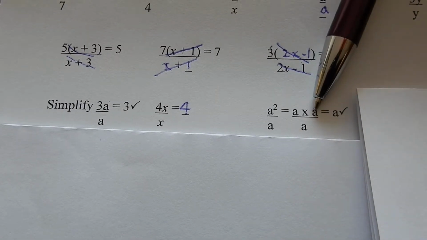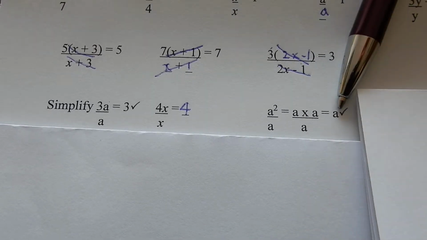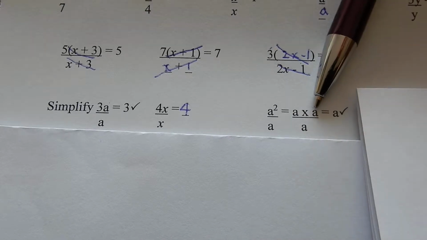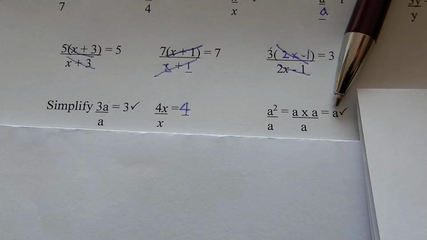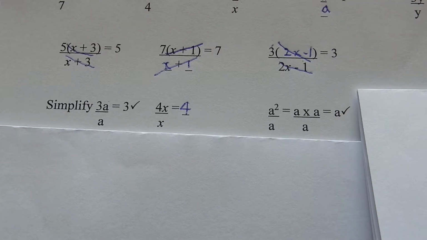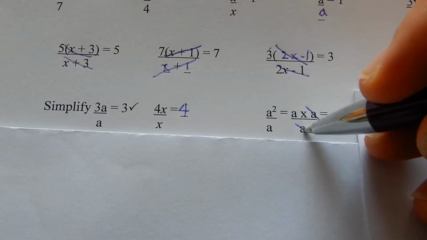5 times 5 is 25, divided by 5. 25 divided by 5 is 5. 2 times 2 is 4, divided by 2. 4 divided by 2 is 2. Works for all numbers.